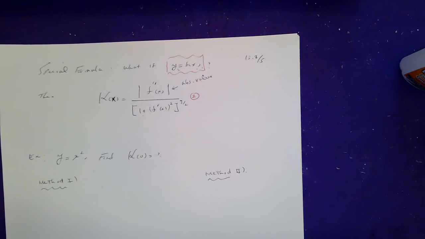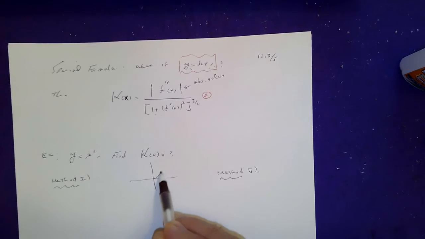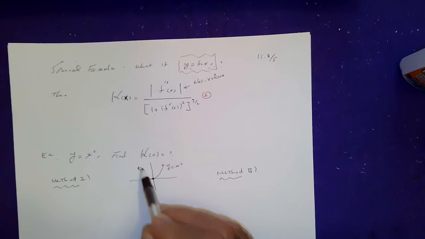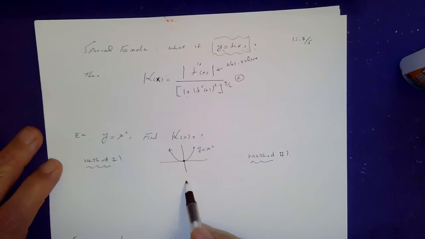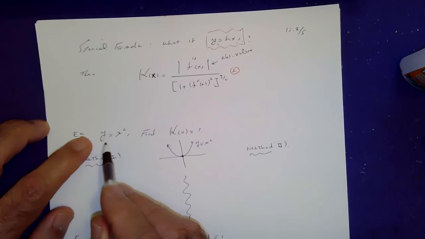Just suppose you'd like to find the curvature of a parabola at 0, right about here. How much bend do we have? That's what curvature is all about. Turns out there are 2 ways to do it. One way would be to parameterize this.